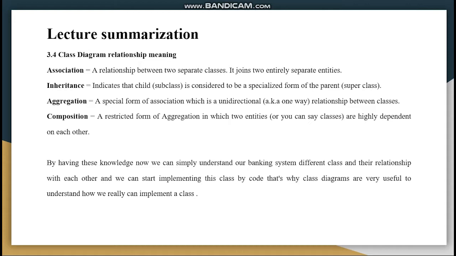The first is association. It is a relationship between two separate classes. It joins two entirely separate entities. Inheritance indicates that a child or subclass is considered to be a specialized form of the parent or superclass. Aggregation is a special form of association which is a unidirectional, one-way relationship between classes. And last, composition, a restricted form of aggregation in which two entities, or you can say classes, are highly dependent on each other.